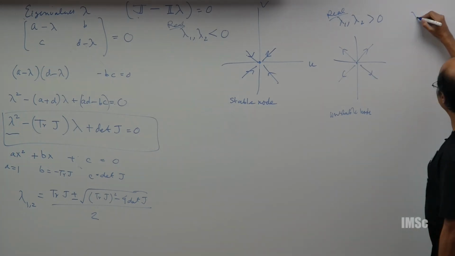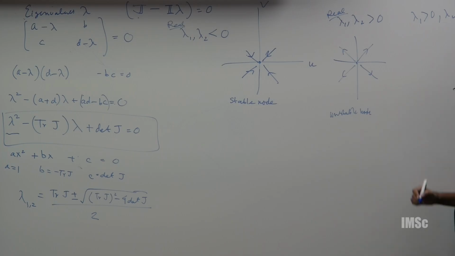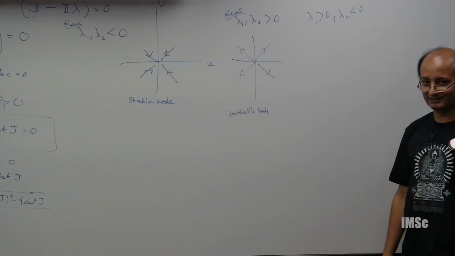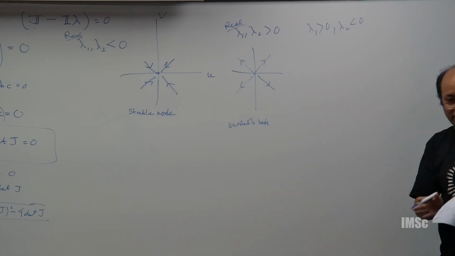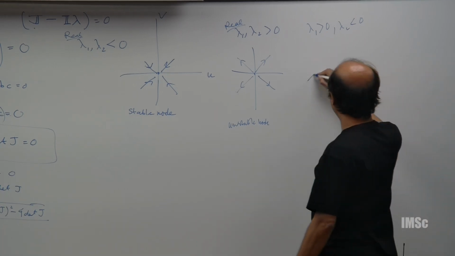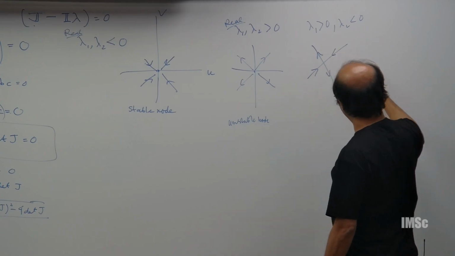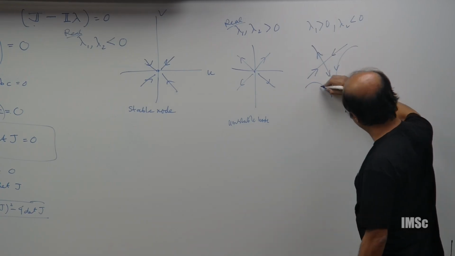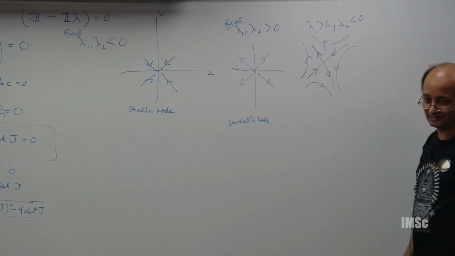Now comes the interesting part. What if one of them is positive and one of them is negative? It will come in along the direction of one eigenvector and go away along another, right? So you have the possibility that this is a stable direction, this is an unstable direction. You will approach the fixed point along one direction and go away in another direction.